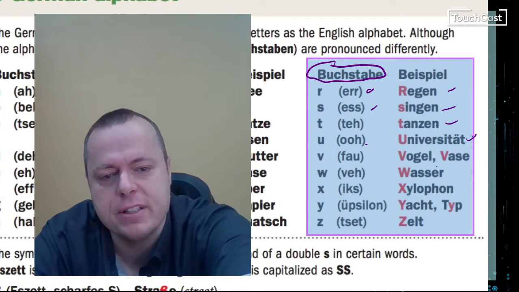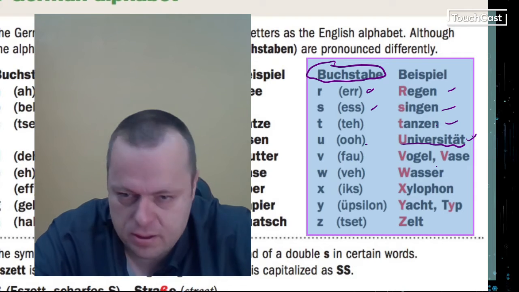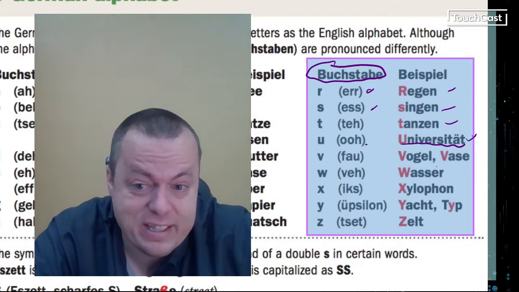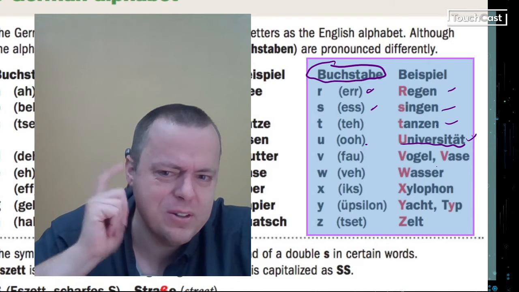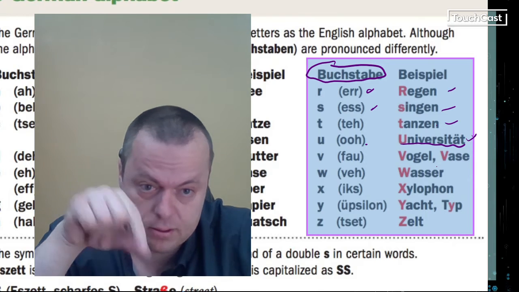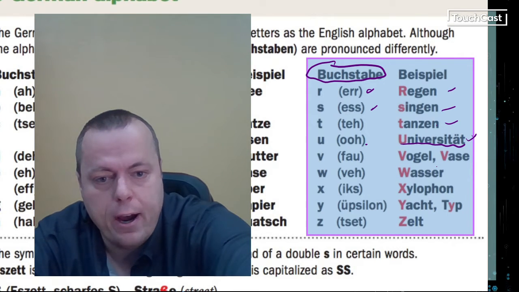But this is pronounced here, Universität. And notice that R sound in there, univers, is really small. Universität, okay? And we have V.